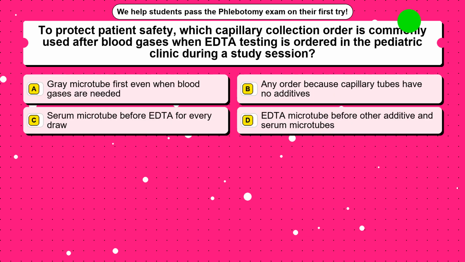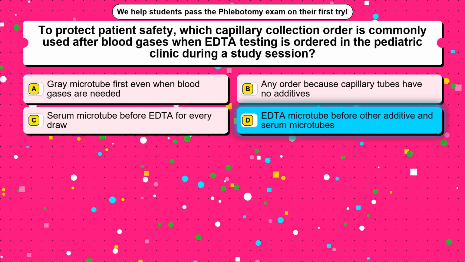Question 40. To protect patient safety, which capillary collection order is commonly used after blood gases when EDTA testing is ordered in the pediatric clinic during a study session? Option A, gray microtube first even when blood gases are needed. Option B, any order because capillary tubes have no additives. Option C, serum microtube before EDTA for every draw. Option D, EDTA microtube before other additive and serum microtubes.